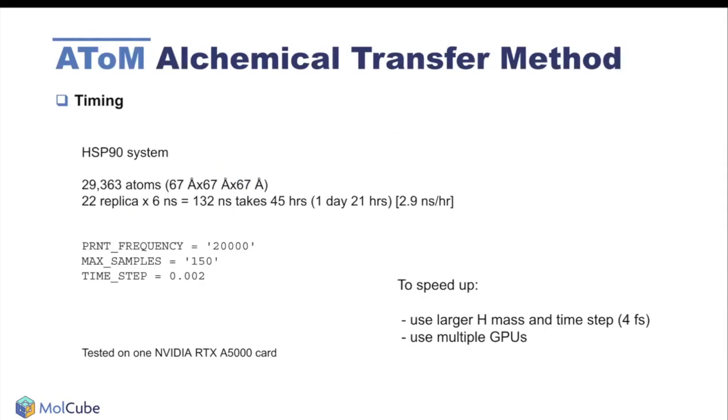Please note that the AToM calculation is a little bit slower than conventional FEP calculations because it needs 2 energy evaluations for each MD step. According to our test on the HSP90 system, it takes almost 2 days on an RTX A5000 GPU. For speed up, we can consider using larger time step and using multiple GPUs for the production run.